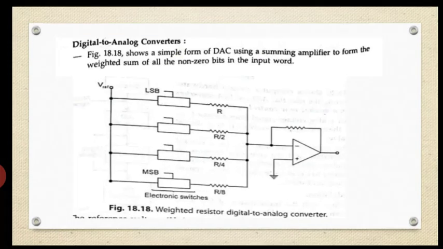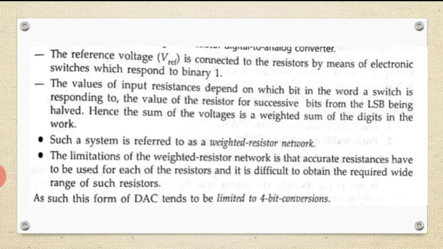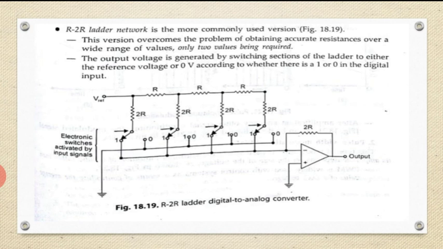Okay, so the next one is the R-2R ladder. Here we overcome the problems of the weighted resistor network, because we are using only two types of resistor: one is R and the other is 2R. This version overcomes the problem of obtaining accurate resistance over a wide range of values. Only two values are required here, R and 2R.